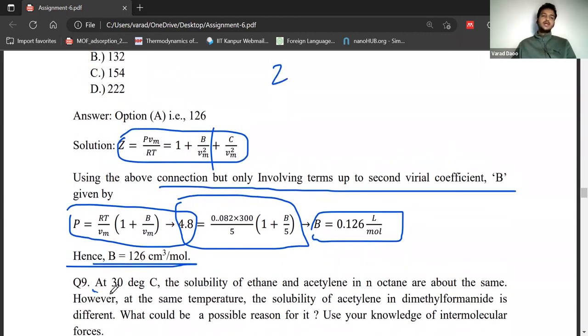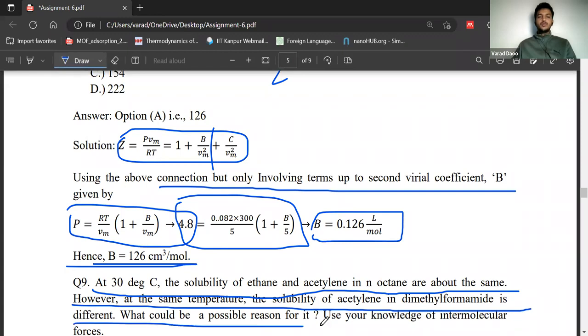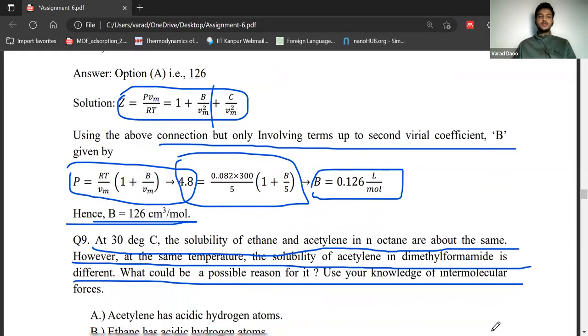At 30 degrees Celsius, the solubility of ethane and acetylene in N-octane was about the same. However, at the same temperature, the solubility of acetylene in dimethyl formamide is different. What could be the possible reason for it? Use your knowledge of intermolecular forces.